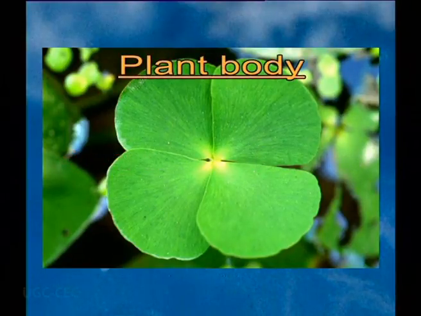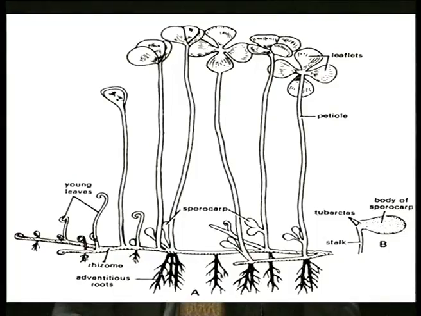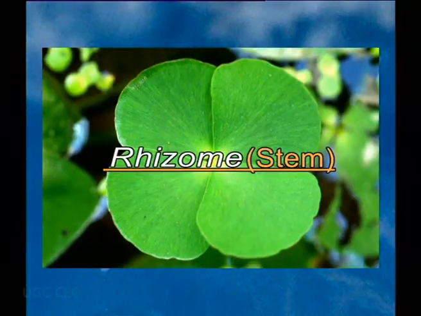Then we will discuss its plant body. The plant body of Marsilea is sporophytic, having diploid chromosome number in its somatic cells. The sporophyte is differentiated into rhizome, roots and leaves. We will first discuss the rhizome.